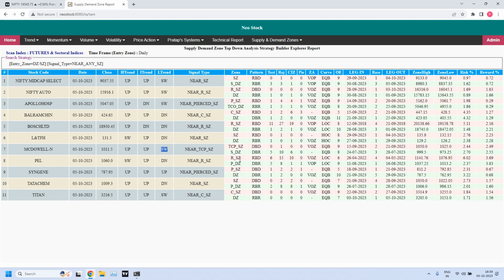PEL. PEL is also a high liquidity zone which is not pierced. But it is already tested 6 times and it has 15 rejections, but the location is not good. It is low on curve. Especially low on curve stocks for supply zones and high on curve stocks for demand zones. You have to do a detailed analysis.